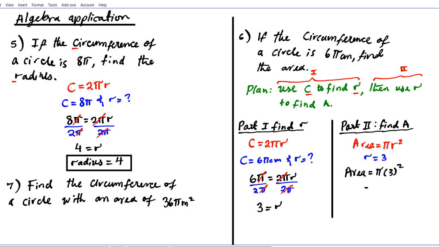Okay, and then 3 times 3 is 9, so you just write it as 9 pi. What's the unit? Centimeters squared. That's the exact representation of the area of the circle. If you want to find the approximate value, just put 9 pi into your calculator.